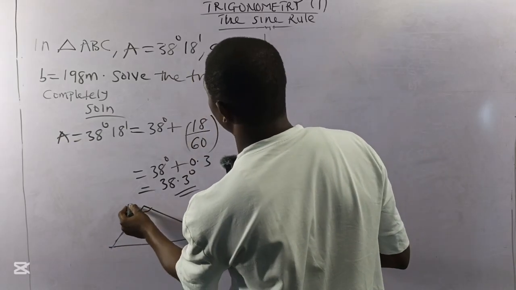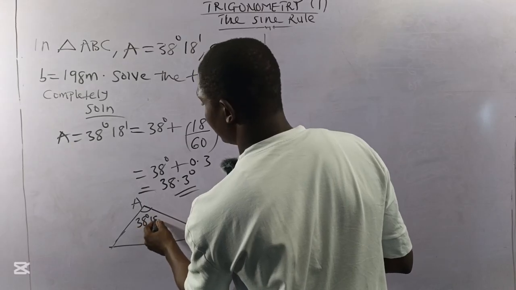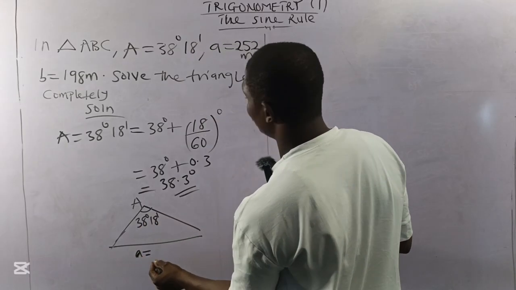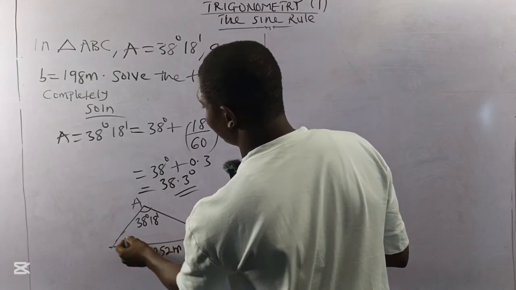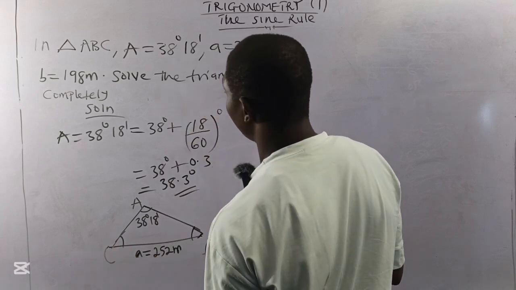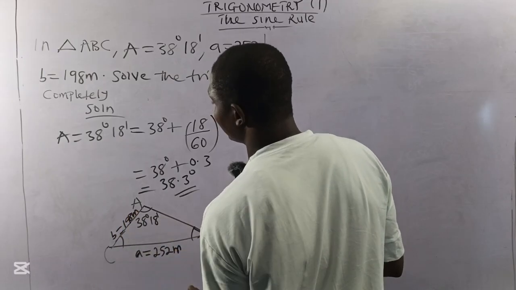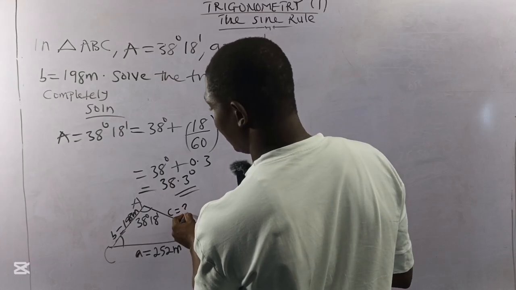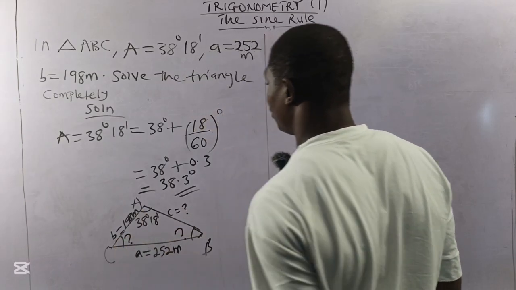Now, solving my triangle. I have my A, and A is 38 degrees, 18 minutes. My small letter a is equal to 252 meters. Let me say here is B, and here is C. My side b was given, b is equal to 198 meters. Is my c given? c is not given, so c is the question. B and C are also not given, so these become questions.